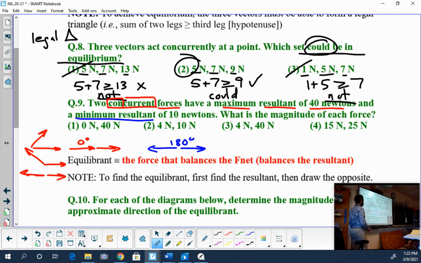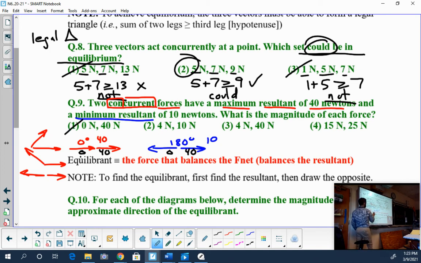So here, they want to know. We want the max to come out to 40. And we want the min to come out to 10. So look at the choices. Just do it. Would 0 plus 40 give you 40? Yes. Would 0 minus 40 or 40 minus 0 give you 10? No, that's no good. Next one.